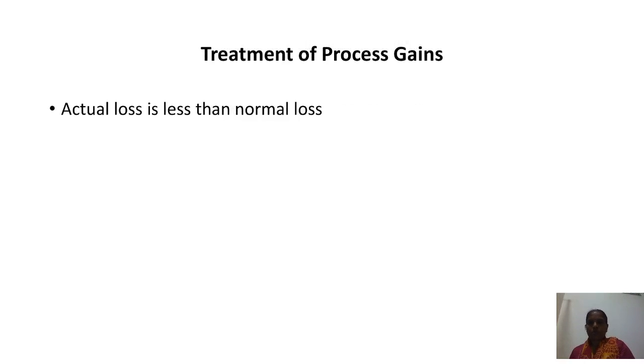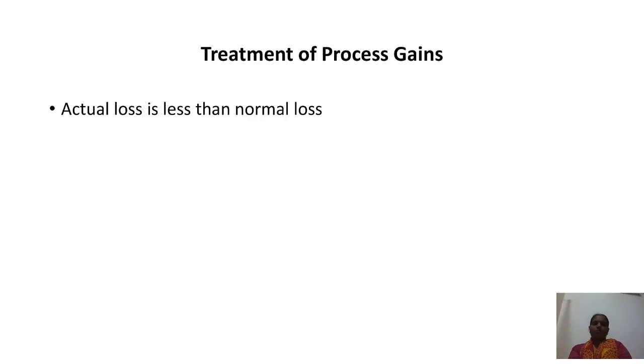Treatment of process gains. In this case, whenever the actual loss is less than the normal loss, then that is considered as process gain. When process loss is less than the predetermined loss, that is called a normal loss. When the additional output results therefrom, it is the abnormal gain or abnormal effectiveness. Abnormal gain can occur because of superior quality material, better workmanship, improved method, and improved tools and equipment, etc.